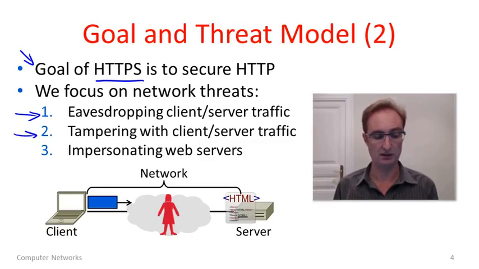The second threat is tampering with this traffic as it goes between the client and the server. Maybe that's changing your mail message as it's sent up from the client to the server, so it looks like you sent a message that's different than the one you actually did. And the third threat is that of impersonating a web server. When a client's talking to a web server, it thinks it's talking to a certain server. It should be right. So if you think you're talking to your bank, we would like it to be the case that you really are talking to your bank, or at least that you have some way to check that.